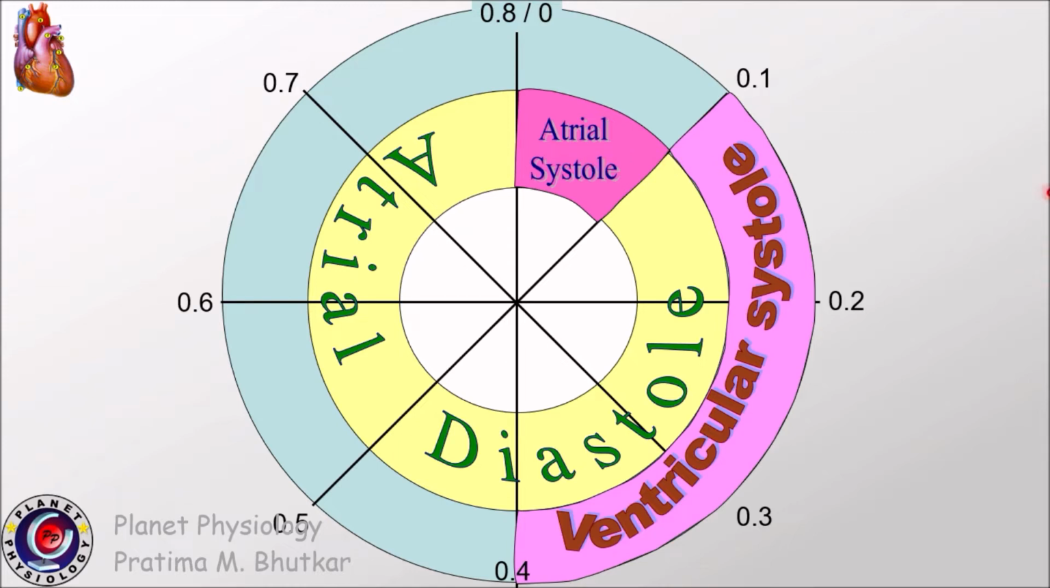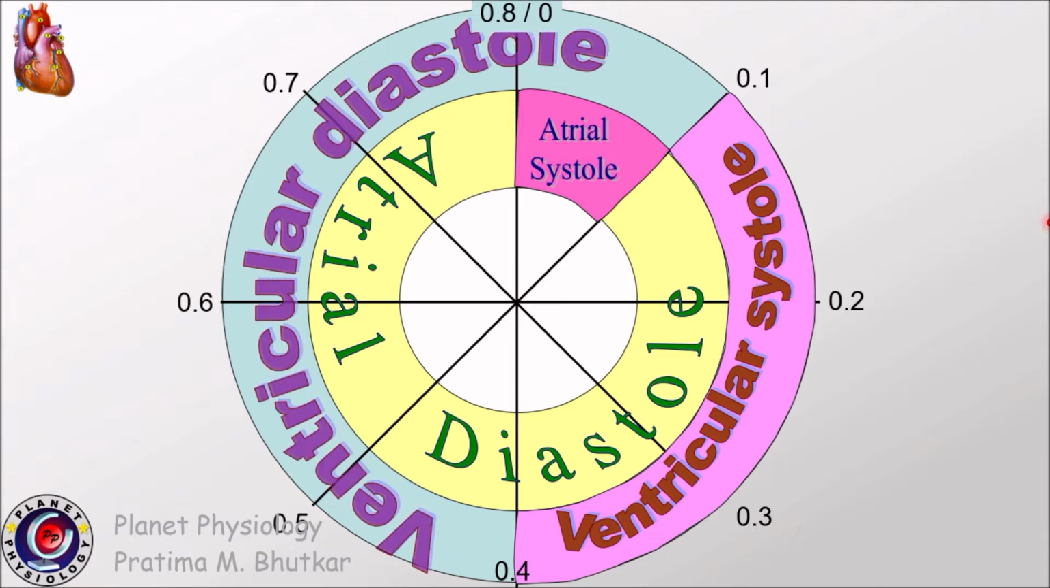Now, why is that so? Delay in the AV node is responsible for delay in the beginning of ventricular systole, and this is the reason ventricular systole begins after the atrial systole is over. Now, once the ventricular systole is over, ventricular diastole begins, and this ventricular diastole lasts for remaining 0.5 seconds.